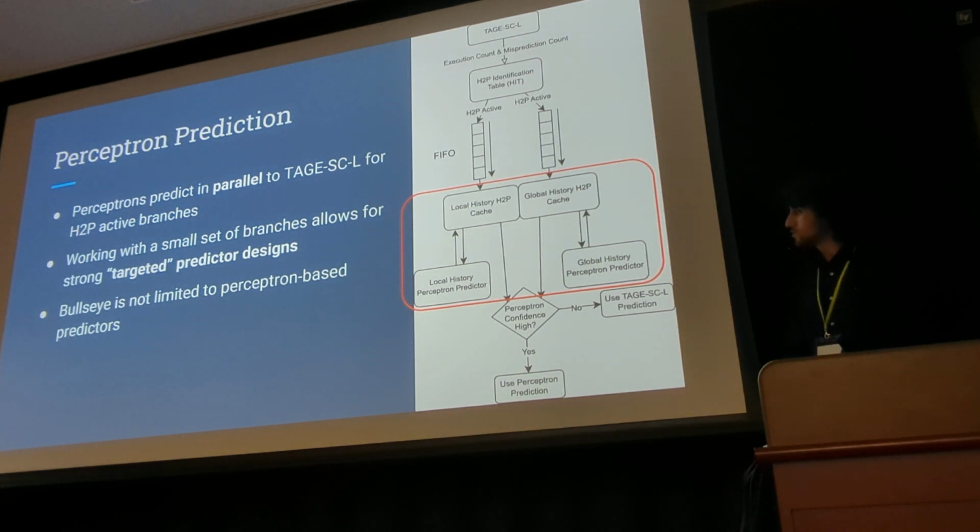And of course, we do use perceptron-based predictors for the hard to predict branches here, but there's no reason they have to be perceptron-based predictors, and you could really use any kind of predictor in its place.